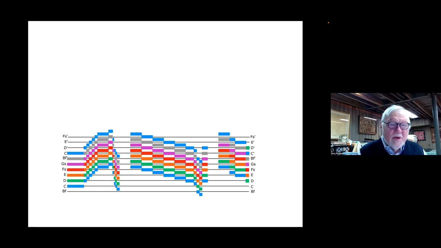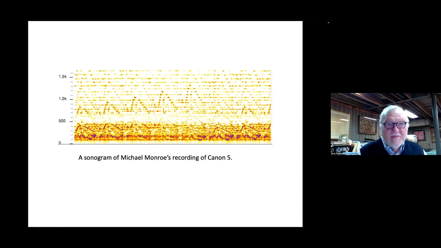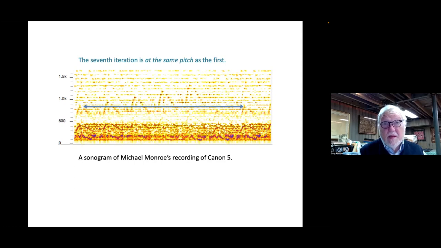So what's going on here? Is this going to keep going up forever? Well, actually, it's an illusion. I have some equipment I use for recording bird songs, and I made a sonogram of this recording. If you look at the sonogram, you can see that the seventh iteration is exactly the same pitch as the first. So even though we feel we were going up the whole time, we actually have ended up exactly where we started.